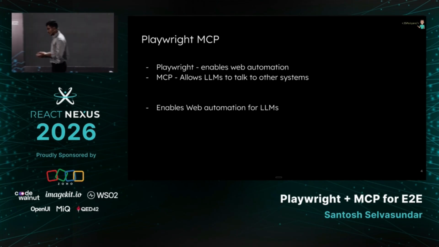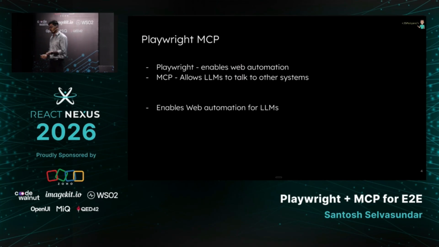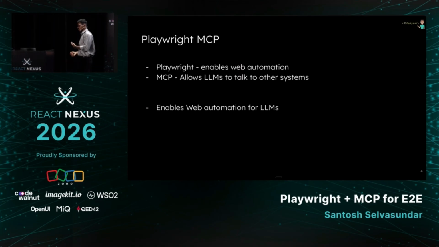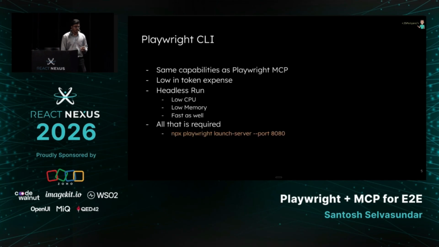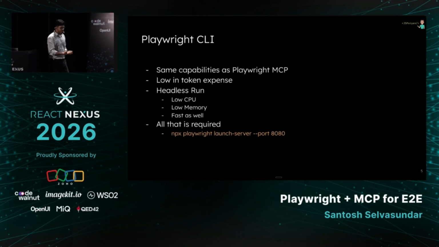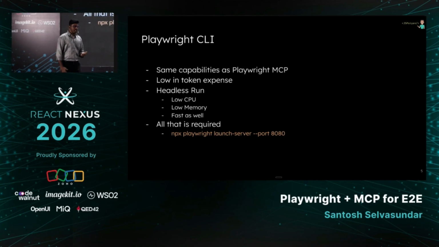Playwright is something which helps you do web automation, and MCP is what we were explaining till now. So the Playwright MCP enables you to do web automation from the agents directly. That's what the Playwright MCP is all about. What are the other options if MCP has this token issue? Can it be solved? Yeah, it can be solved. So they have a CLI.